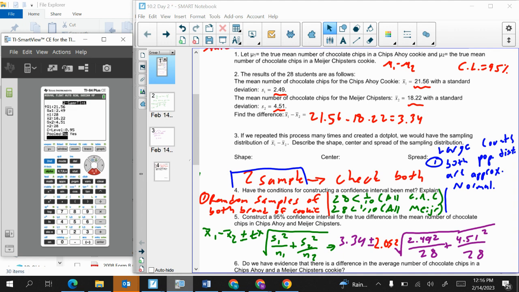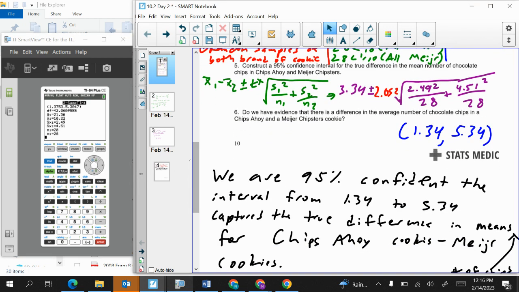The pooled will just say no. Keep it no always, and then press enter. And you'll notice this interval is a little bit different. It goes 1.38 to 5.3. The reason is, if you look, they have degrees of freedom of 42.